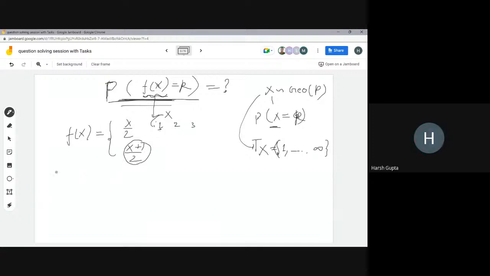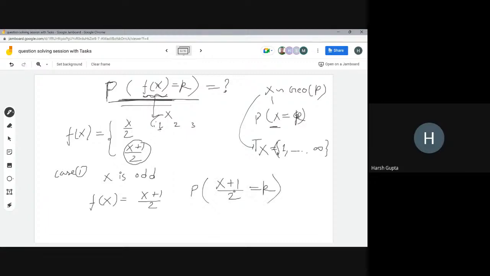So we can make two cases in this. What will be the first case? When x is odd. When x is odd, what will be my f(x)? My f(x) will be (x plus 1) by 2. So in this case, instead of f(x), we can put this (x plus 1) by 2 equal to k.